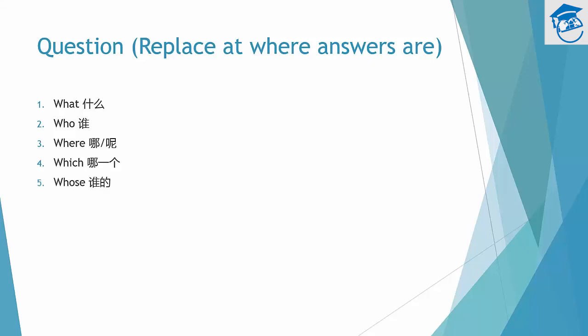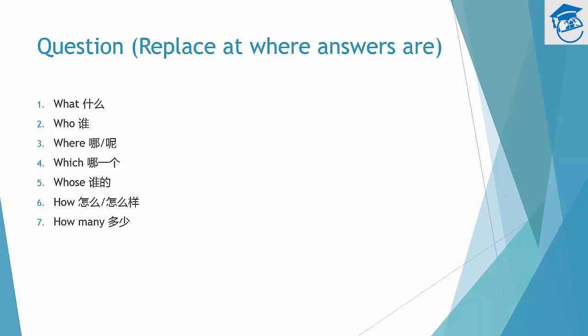5, whose, 谁的. This should be easy. 6, how. It can be 怎么 or 怎么样. The first one, 怎么, is usually asking how to do something, like 怎么去 or 怎么走, how to get there. While 怎么样 is to ask the condition of things. Like the book is good, 那本书很好. To ask a question out of that, you can ask 这本书怎么样? How is that book?